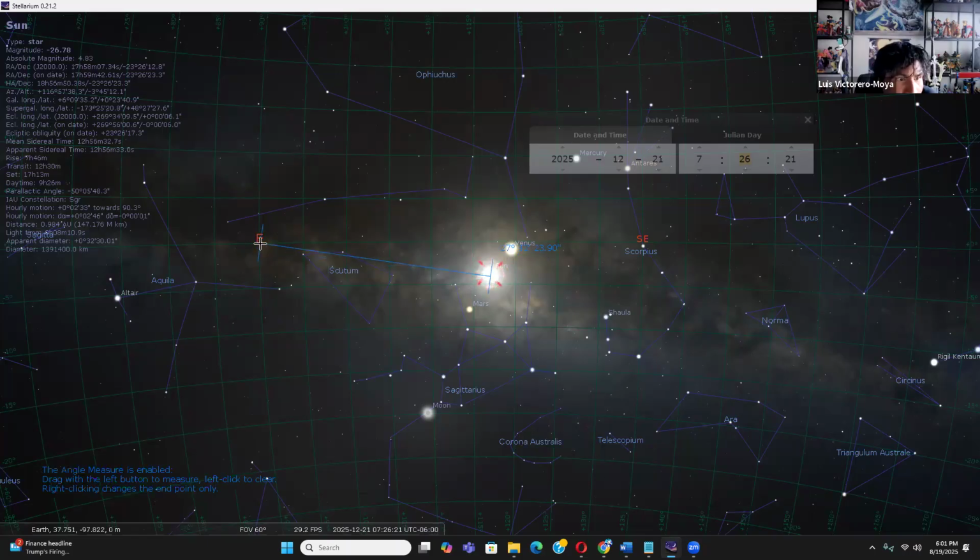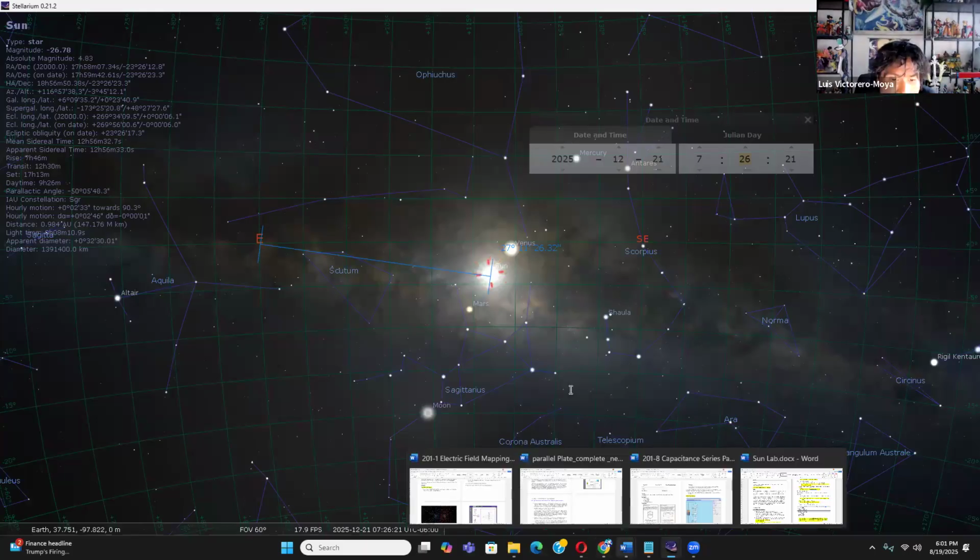angular measure tool, guys. This will be more accurate, I think. 27 degrees 11 arc minutes, minus 26. So you can use the angular measure tool, right? And it will give you the angular distance. And you can basically fill in the whole table using that.